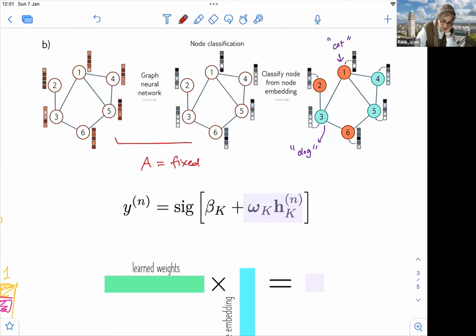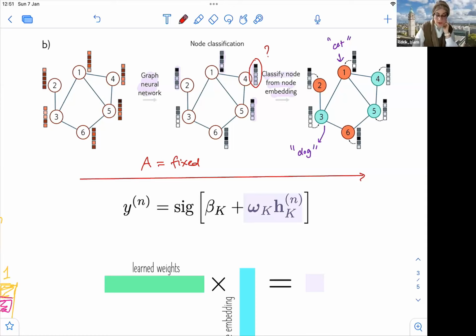Also towards the end, it's the same thing. We didn't change the A. A is fixed throughout the whole process. Then we pass it through our neural network. We get the embeddings, which is the most important thing. We learn these embeddings, and then we classify each node from its node embedding. We use this embedding to assign a label to this node, a color, to say this is class 0 or class 1.